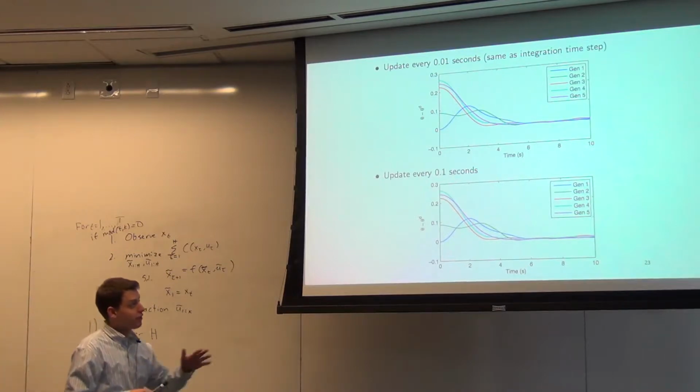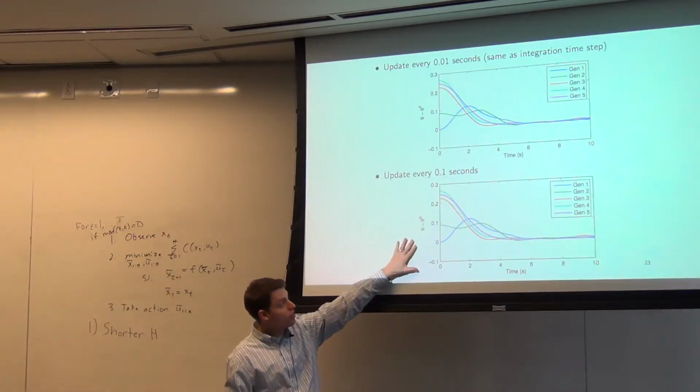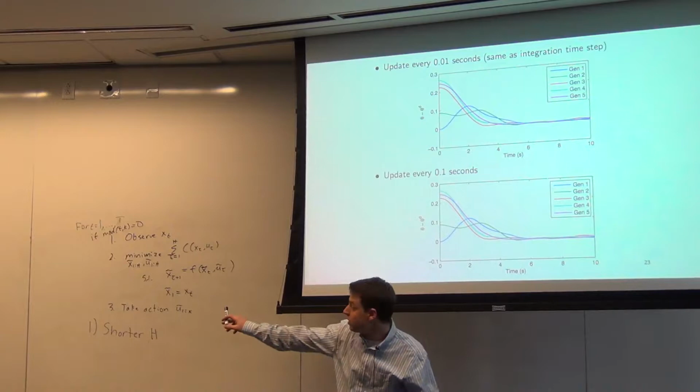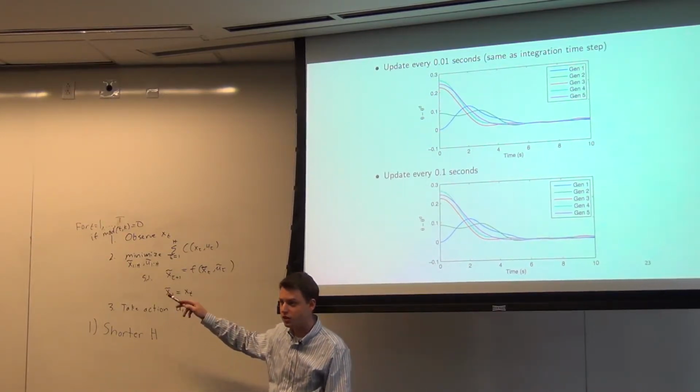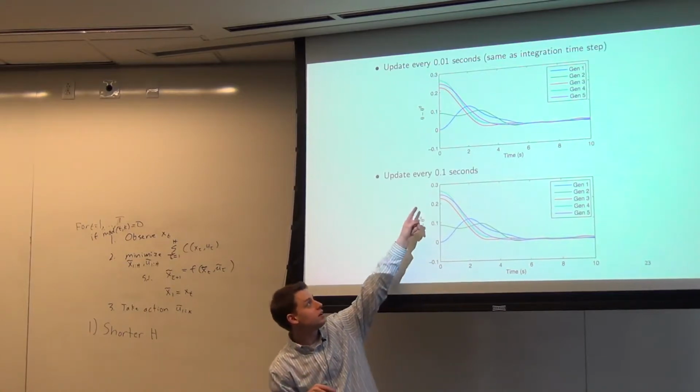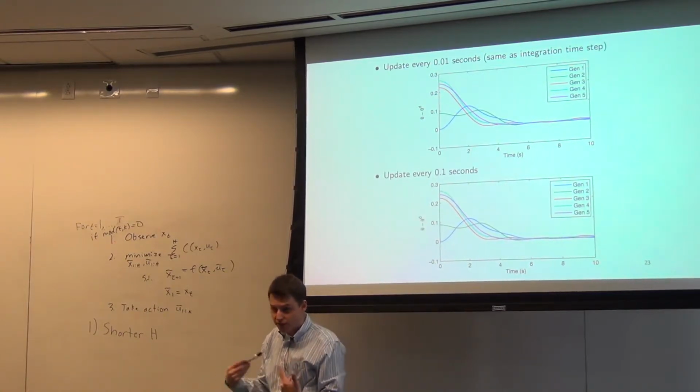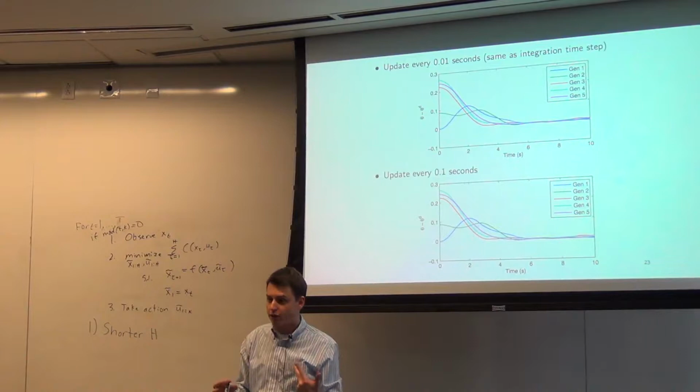So what I'm showing here on the second plot is if we do the updating of MPC only every 10 time steps. So in other words, we update the MPC solution every 0.1 seconds instead of every 0.01 seconds.